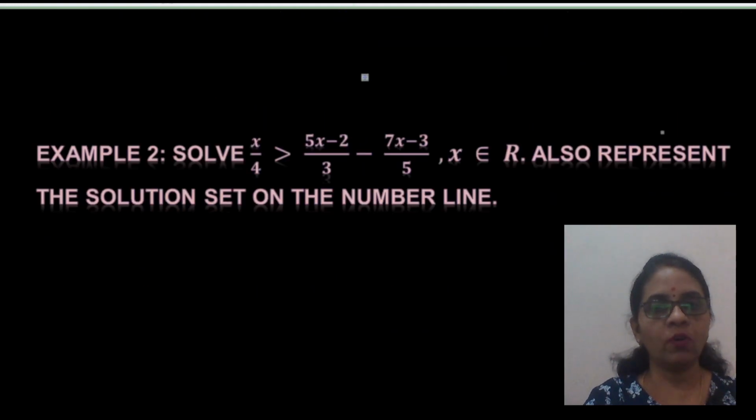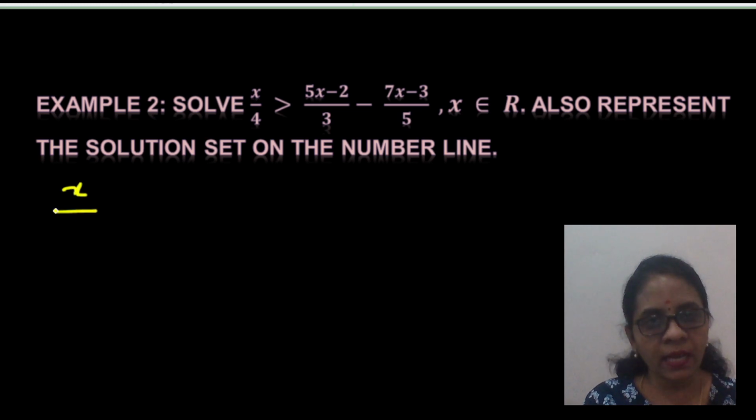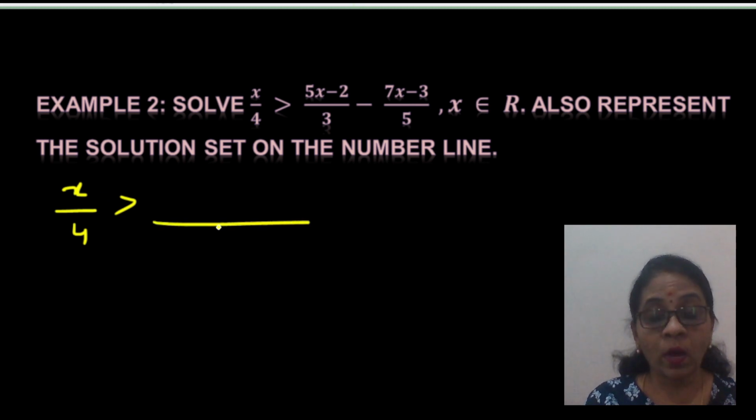Solve x by 4 greater than 5x minus 2 by 3 minus 7x minus 3 by 5. Children, don't keep any block in your mind. Just solve it as simply as you solve your equations, provided you know how to solve an equation. I know that all of you must be knowing how to solve an equation. So just be watchful of keeping this inequality sign, and remember one rule.